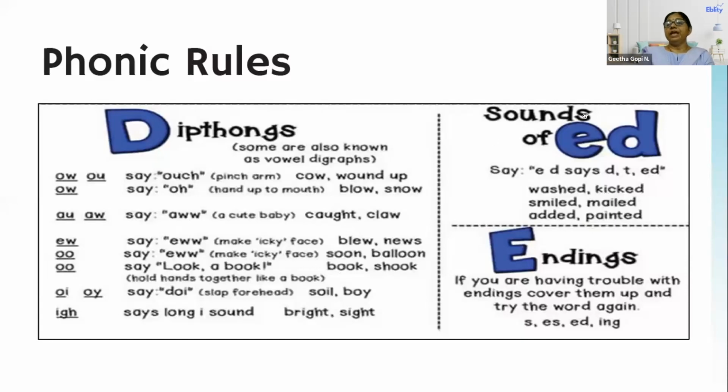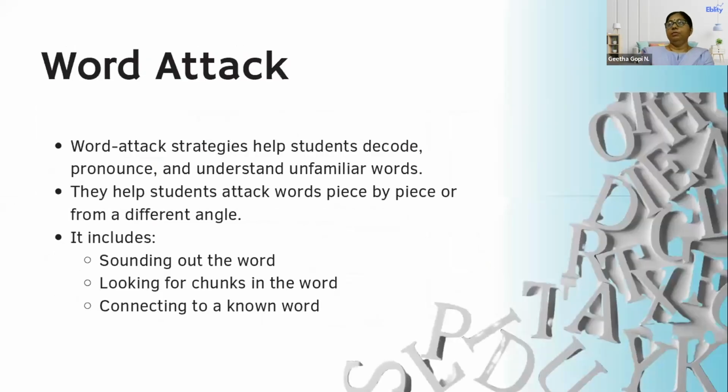Use the different kinds of endings of words, like the ED endings or the ES endings, ING endings. So again, help the children to separate the root word from the word endings and then sound out the word. And this is very useful when you read the longer words or the multi-syllabic words. When we come to word attack strategies, to help understand unfamiliar words, if there are longer words, unfamiliar words, how do we go about sounding these words out?